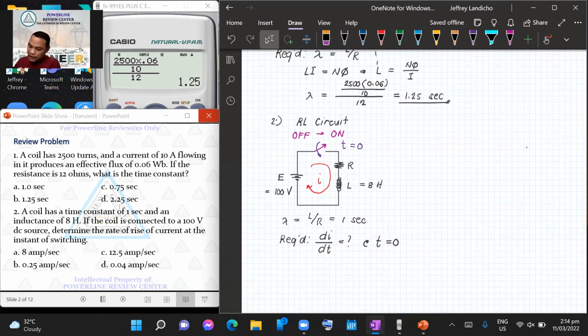So, going back to our earlier KVL, it turns out that the voltage drop across R plus the voltage drop across the inductor is equal to R times I plus L di over dt equals E.